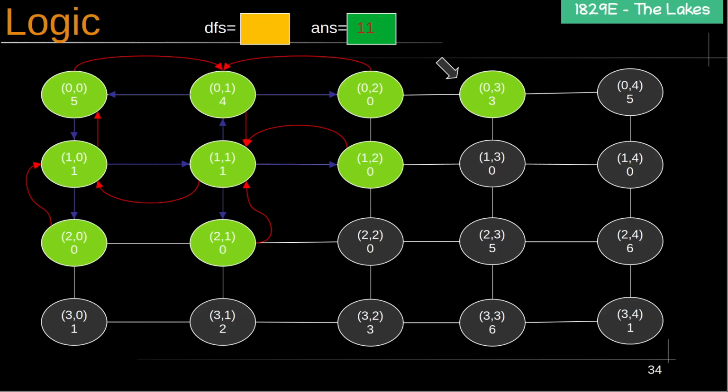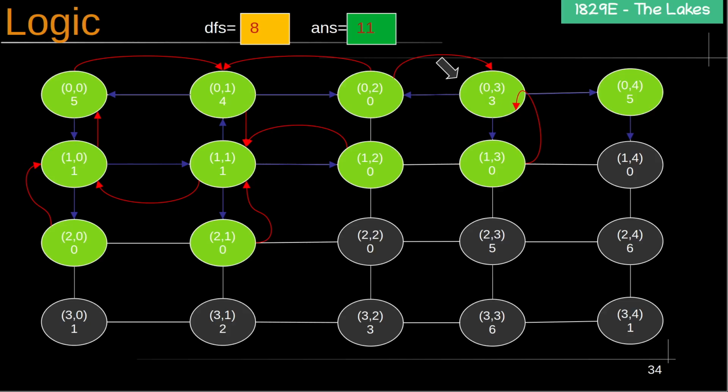It is equal to 3, so we update the DFS, which will give me 3. We can go down to 1, 3, it's 0, so we mark it as visited and backtrack. From 0, 3, we can go to 0, 2, but it's visited, as you see, so we backtrack. From 0, 3, we can go to 0, 4, which has 5. So we add this to DFS. We mark it as visited first, and DFS is equal to 8, 3 plus 5.